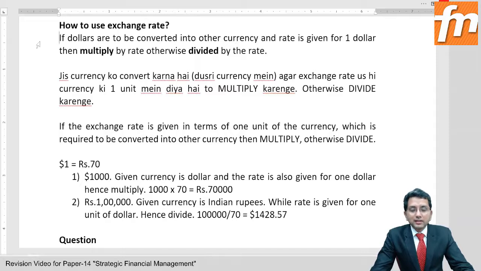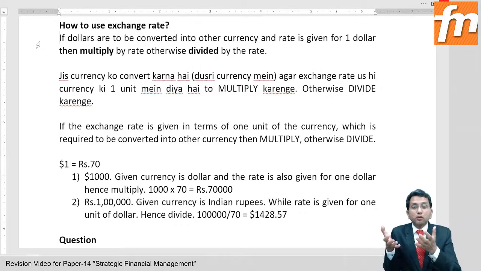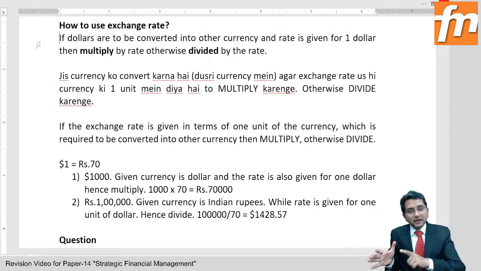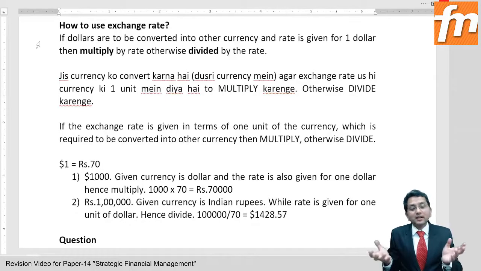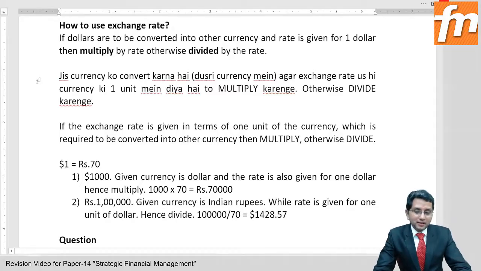First of all, you decide what currency you want to convert. Say I have $1 million, $1 lakh, $1,000, and I want to convert dollars. So number one, my starting point is dollar. If the exchange rate is given for $1, multiply by the exchange rate. If the exchange rate is given in terms of 1 unit of the other currency, then divide by the exchange rate.